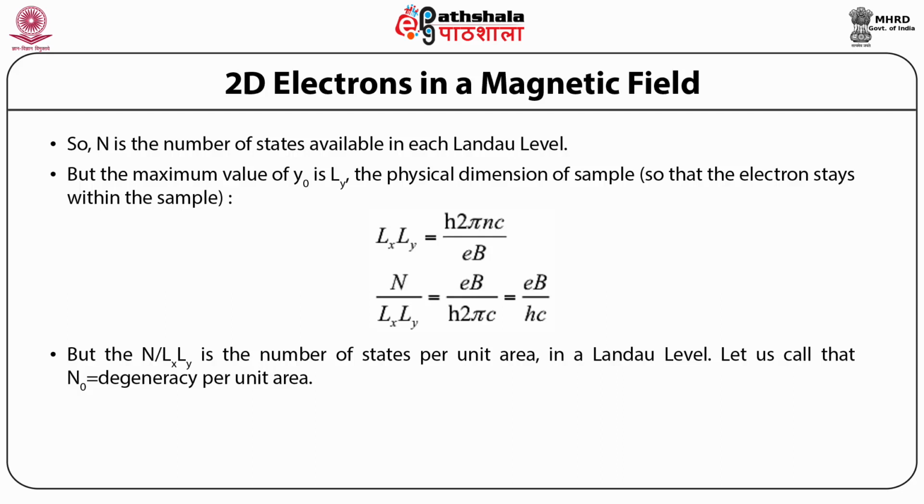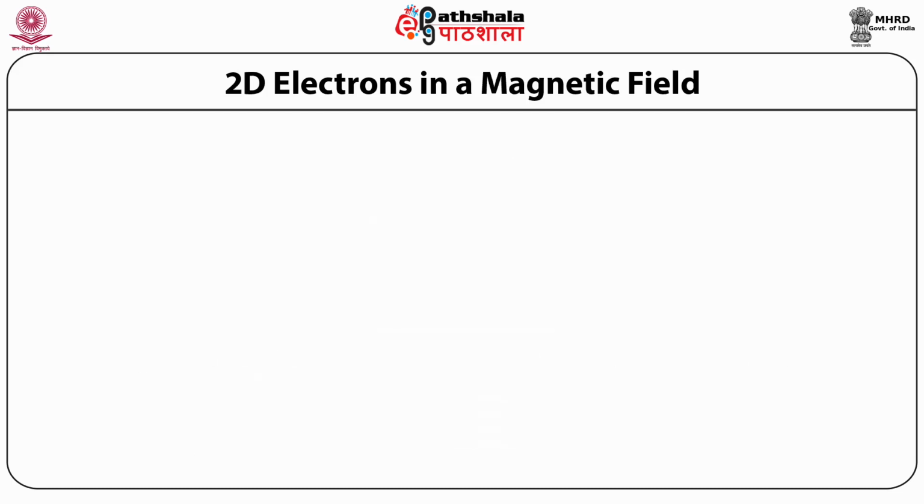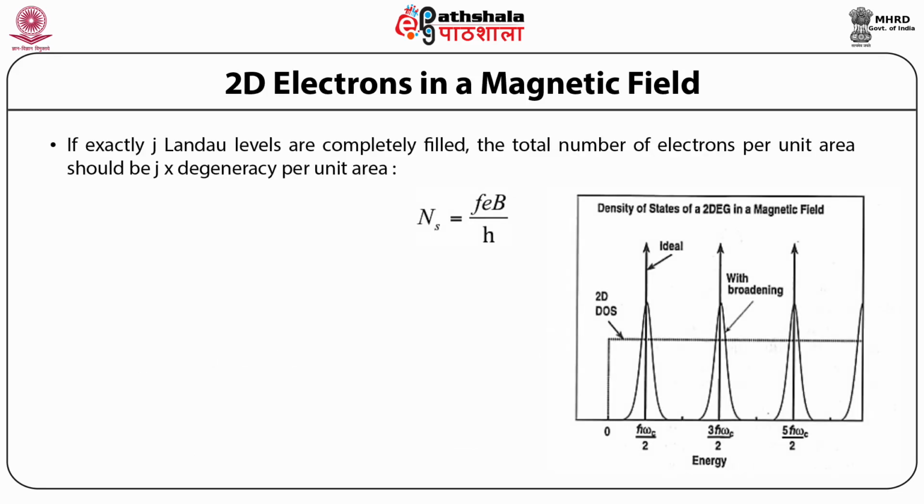So let us call N naught the degeneracy per unit area. N naught is equal to eB divided by hc, which is equal to B divided by phi naught, where phi naught is given by hc divided by e. If exactly j Landau levels are completely filled, the total number of electrons per unit area should be j multiplied by the degeneracy per unit area.